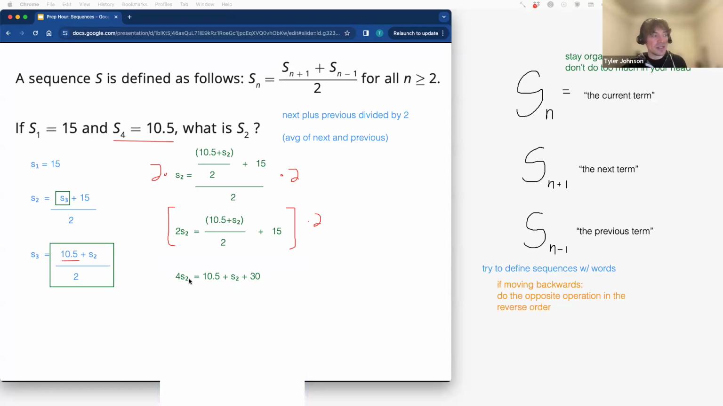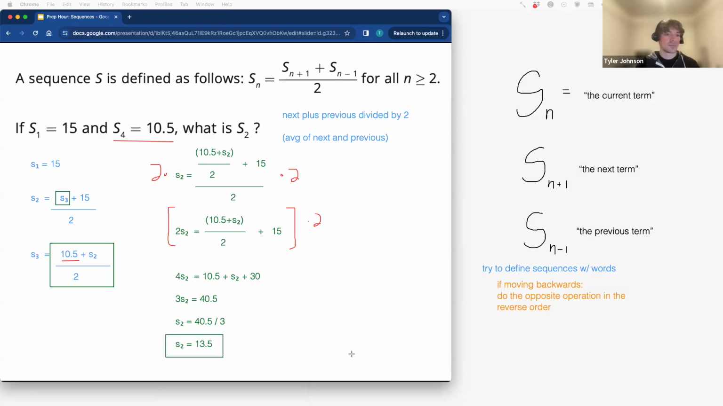And at this point, I just need to isolate the S sub 2, and I'll have my answer. So subtract an S sub 2 from each side, combine the 30 and the 10.5. And the last step is you need to divide by 3, and that gets you the correct answer of 13.5. So the complexity here is really when you have an unknown term in the sequence, you sometimes want to substitute and replace that entire unknown with what you do know.